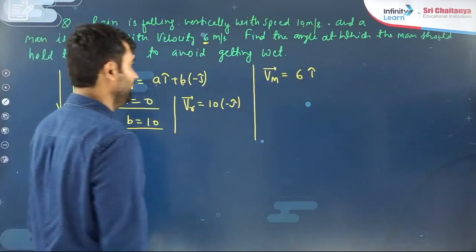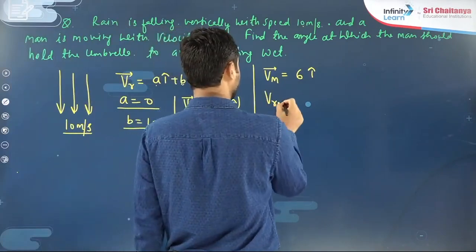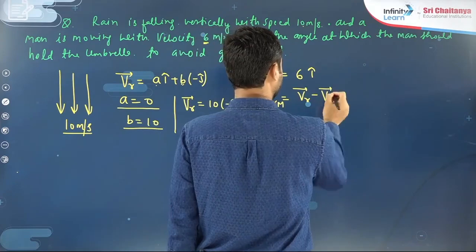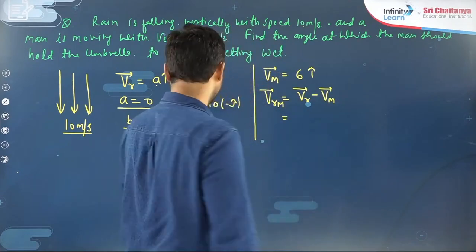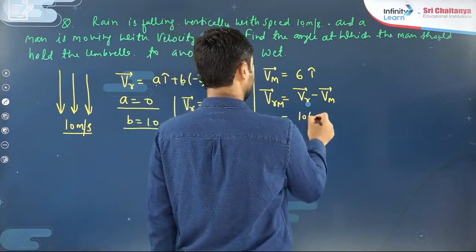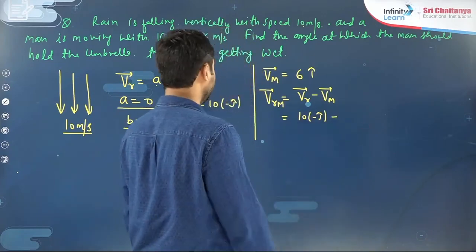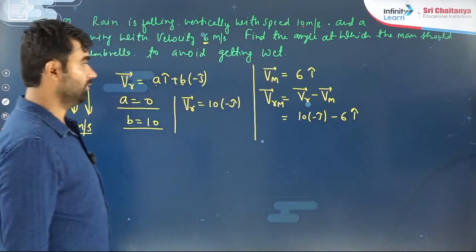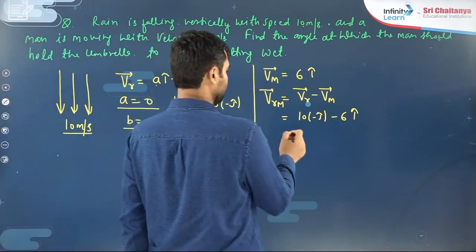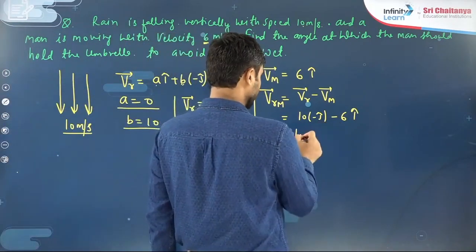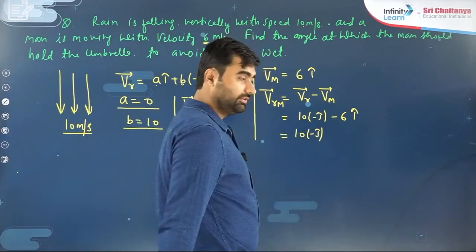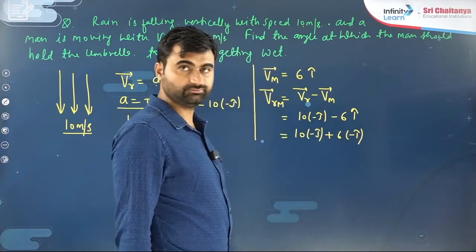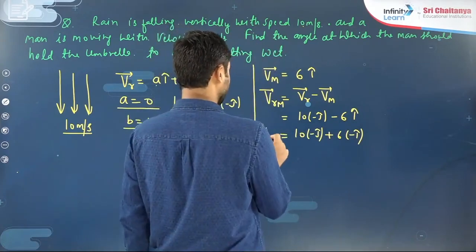To find VRM, VRM equals VR minus VM. VR value is 10 minus j cap, and VM value is 6 minus 6 I cap. Clear? Now put the values here: 10 minus j cap, and we can write 6 minus I cap. Agree or not? Okay, this is VRM.